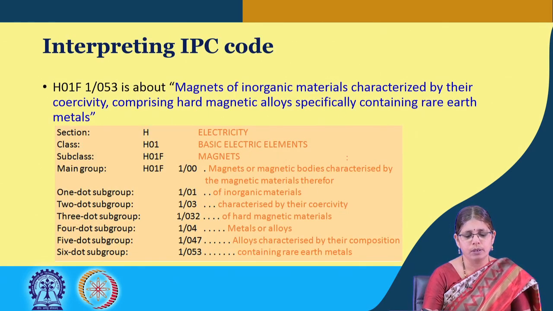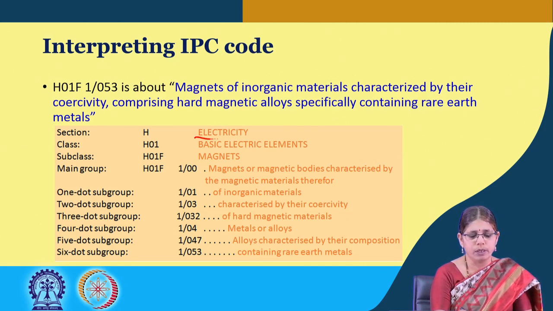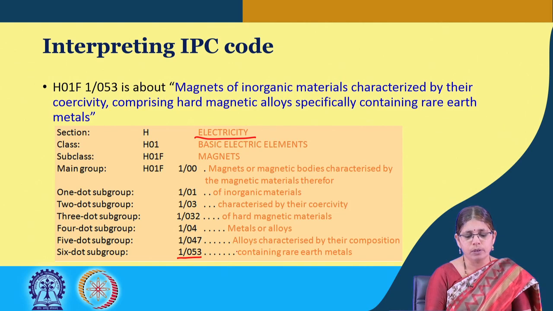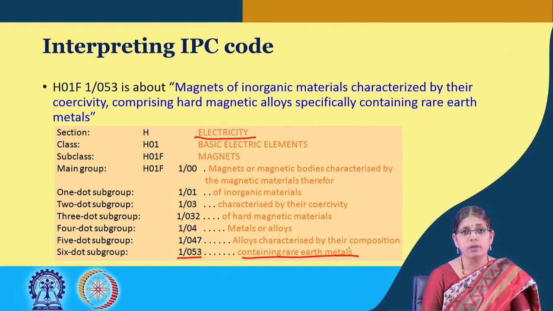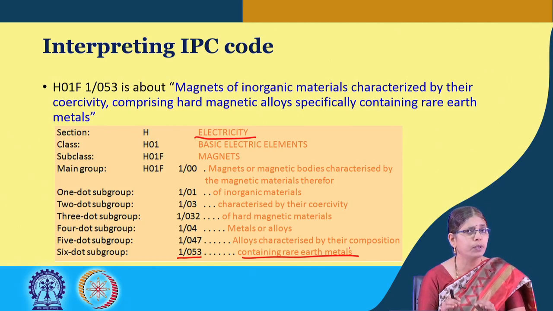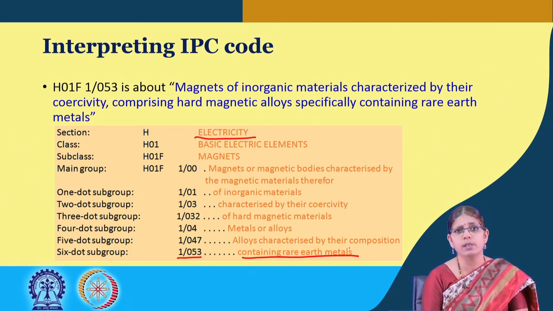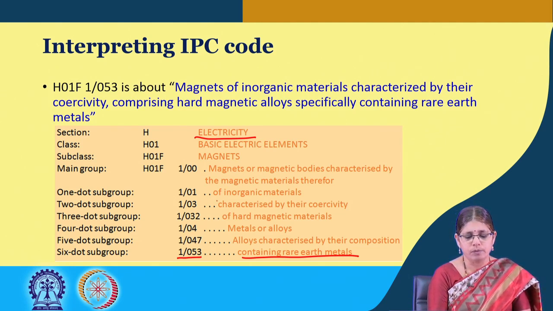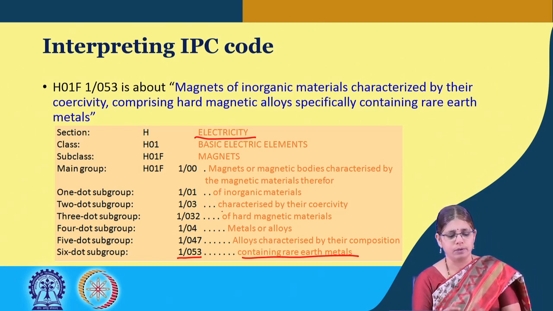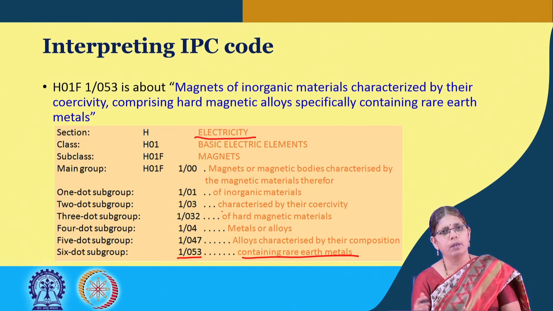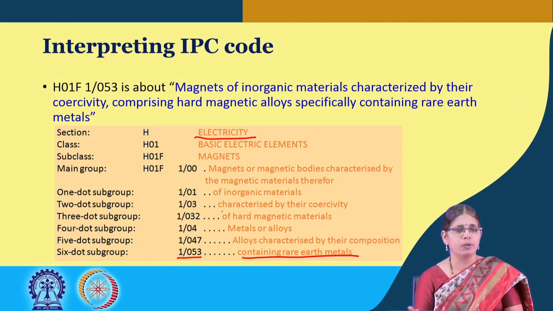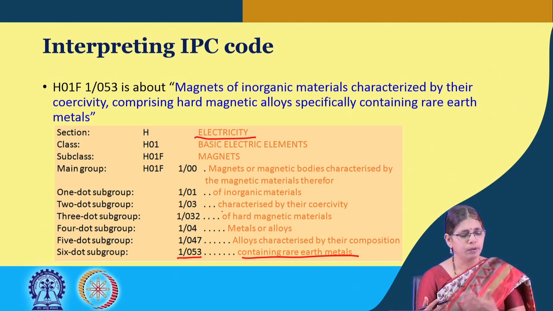Here is another representation of that. H belongs to the area of electricity. If I go to H01F1/053, it is all about magnets and magnets which contain rare earth elements. An invention belonging to this particular area would be grouped under this specific subgroup. And remember, they use double dots just to represent the hierarchy, with an increasing number of dots to indicate the hierarchy in relation to the main section or even the main group.